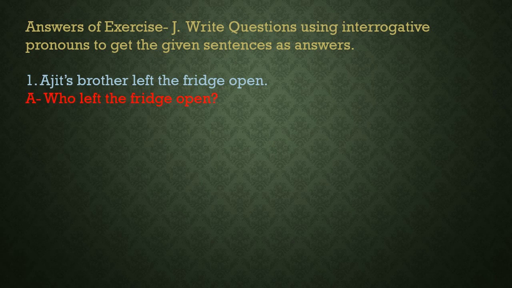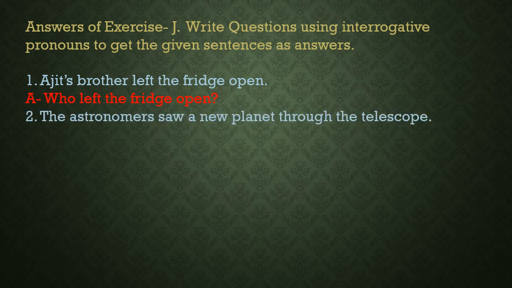Question mark. Number 2, the astronomers saw a new planet through the telescope. What did astronomers see through the telescope? Even if you wrote "Who saw a new planet through the telescope?" that is also okay, because you know that there are mainly 5 interrogative pronouns, and if you have used some other interrogative pronoun rather than the one written in the answer and it gives a relevant and appropriate formation, it can also be correct.